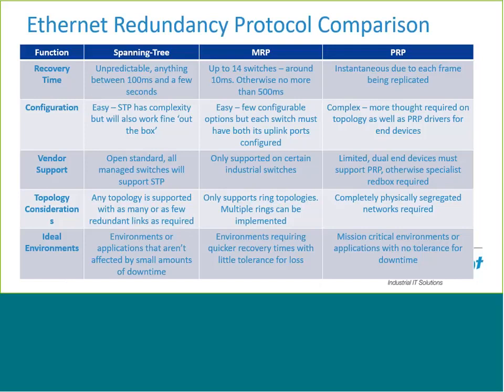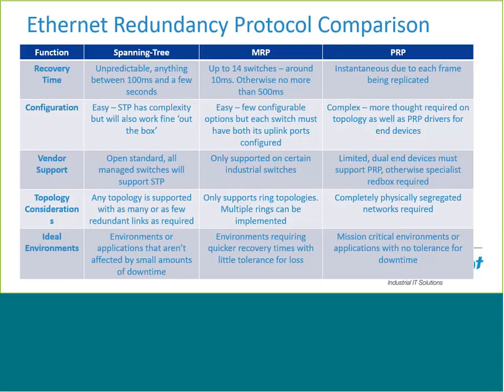Again, configuration: spanning tree does have complexity, but in theory it's a bit more plug and play. You can plug it in and it will work and it will do what it offers, which is give you redundancy. MRP, nice and easy to configure as well. You've only got to decide which are your uplink ports and which is your master switch. PRP, very complex. You've got to think long and hard about your topology. You've got to implement it at the driver level as well.